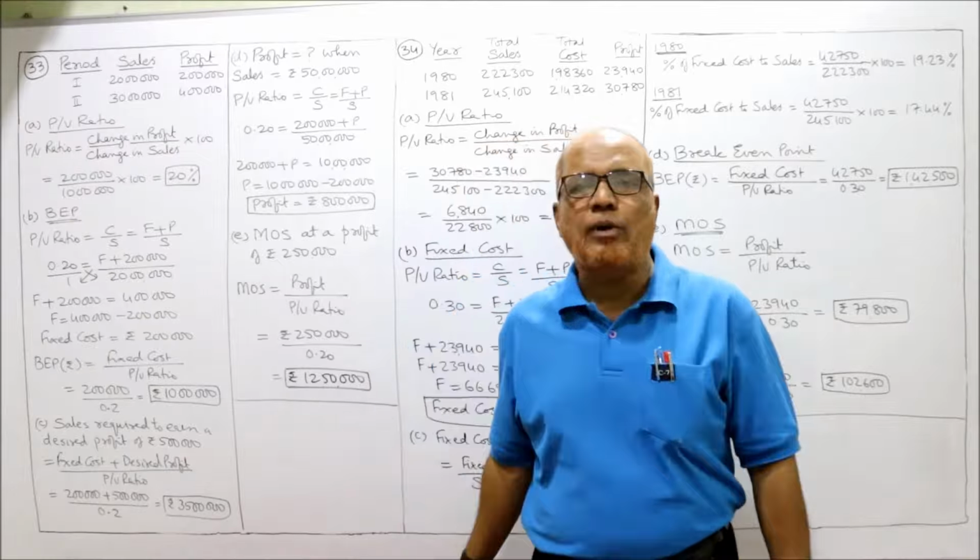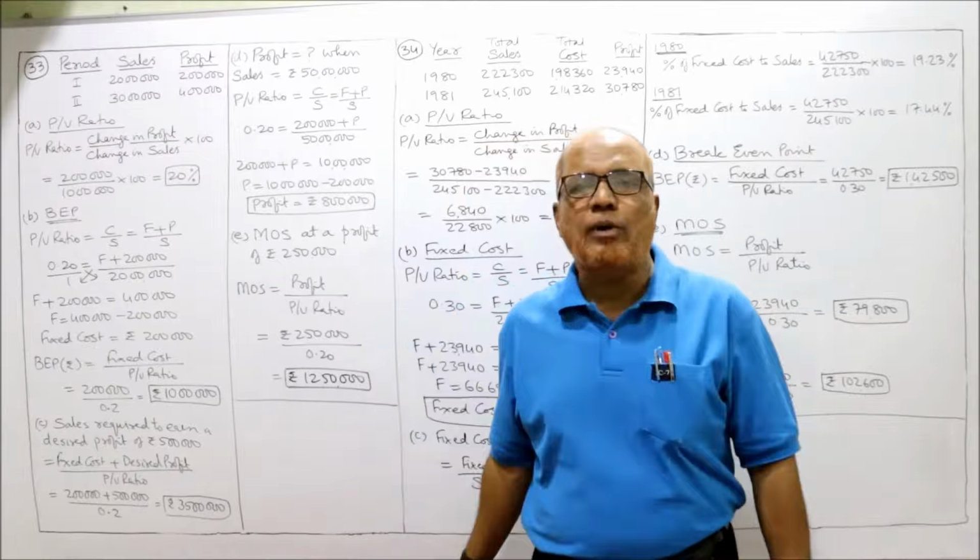Now profit. We have two profits: first period profit and second period profit. Any one of the period profits you can take, whether the first year profit or the second period profit. So I am taking the first profit arbitrarily. First profit is 2 lakh. So in place of profit, 2 lakh.